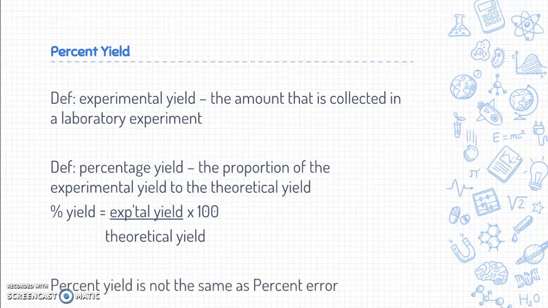It's not the same as percent error, but if you had a high percent yield, you got a lot of what you should have, then you'd probably have a low percent error. So they are related, but not the same.